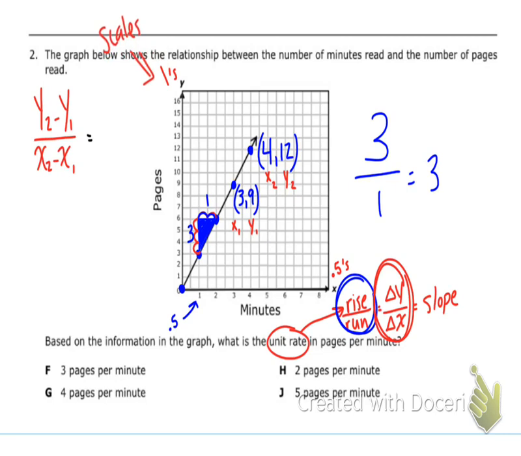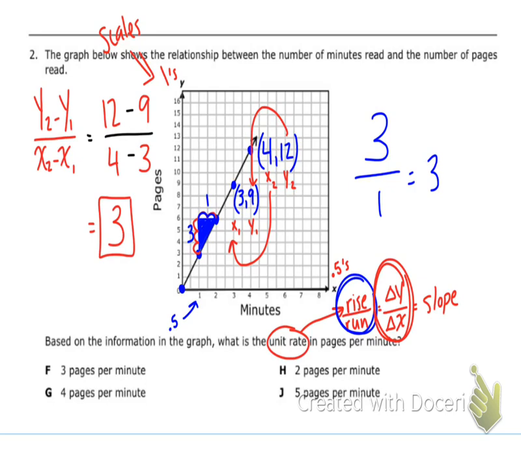Okay. And the initial setup would be 12 minus 9 over 4 minus 3. You do want to be careful setting these up because a lot of people make mistakes. y2 minus y1 over x2 minus x1. The change in y over the change of x, which, by the way, this is on the formula chart. So we do want to use that when necessary. All right. Now, if I type this in, what's 12 minus 9 over 4 minus 3? It'll simply just give me 3.